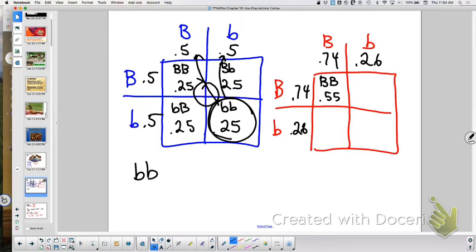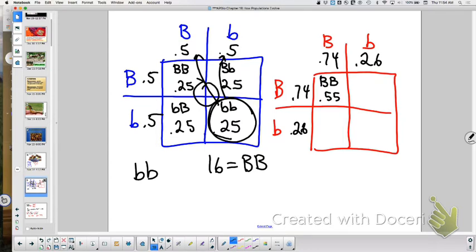0.55. Okay, now, how many people do we have in this room? 29. What is 0.55 times 29? Do the math. So, what is it? Tell me the number again. What's 0.55 times 29 people in the room? 15.95. So we're going to say how many? I would predict 16 of you in the room are big B, big B.